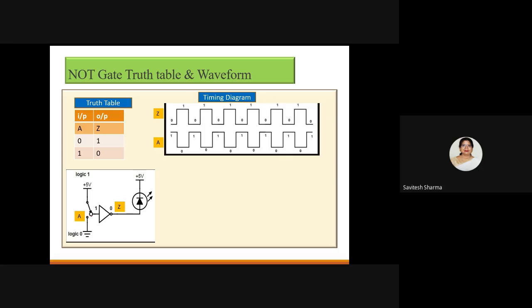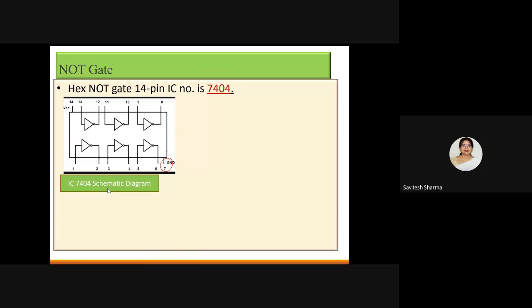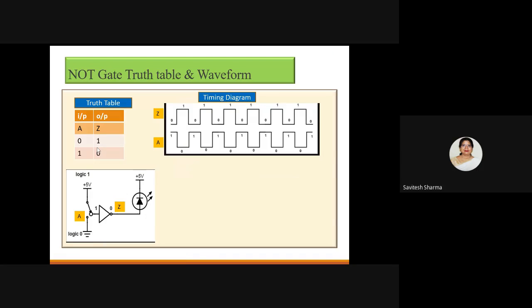If you want to experiment in the lab, what will you do? You will take an IC and connect the VCC and ground, and then you will apply input. Suppose I am using this first inverter, so pin number 1 and 2 are there. You will use pin number 1, and you will connect this pin number 1 with the switch. So this is my switch, a push button may be there.